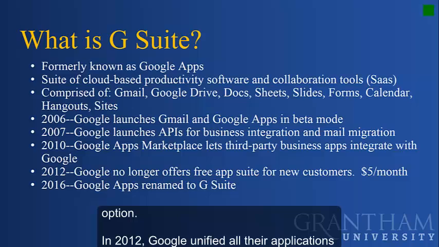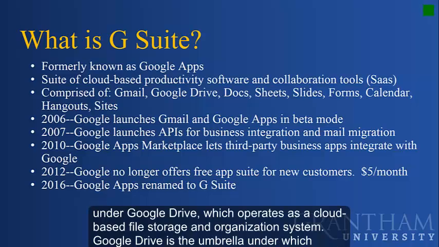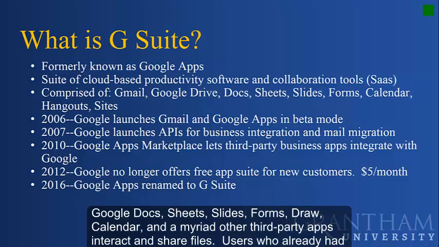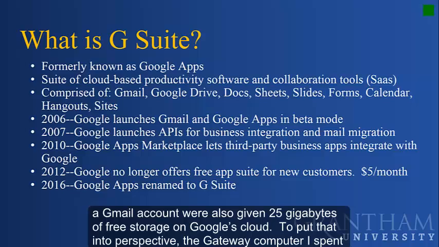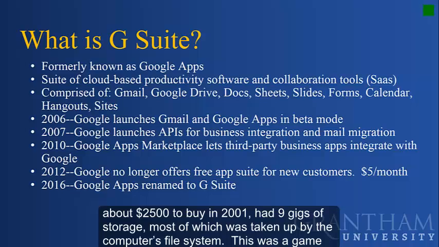In 2012, Google unified all their applications under Google Drive, which operates as a cloud-based file storage and organization system. Google Drive is the umbrella under which Google Docs, Sheets, Slides, Form, Draw, Calendar, and a myriad other third-party apps interact and share files. Users who already had a Gmail account were also given 25 gigabytes of free storage on Google's cloud. To put that into perspective, the gateway computer I spent about $2,500 to buy in 2001 had 9 gigs of storage, most of which was taken up by the computer's operating system.